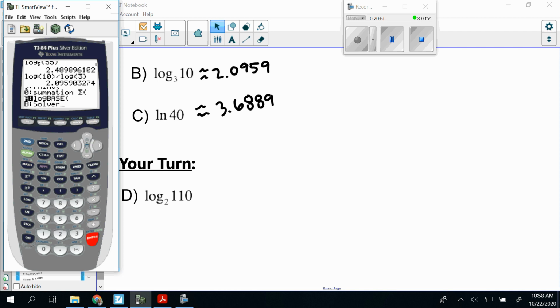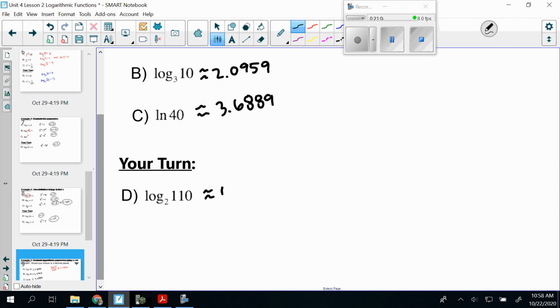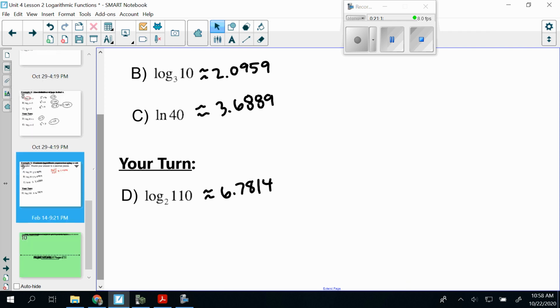All right, let's see if you type this one in, log base 2 of 110. Answer comes out to be about 6.7814. So there we go. All right, so that's kind of an introduction to logs, being able to go back and forth, use your calculator to solve them out.